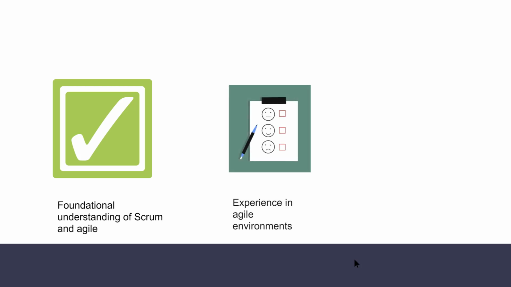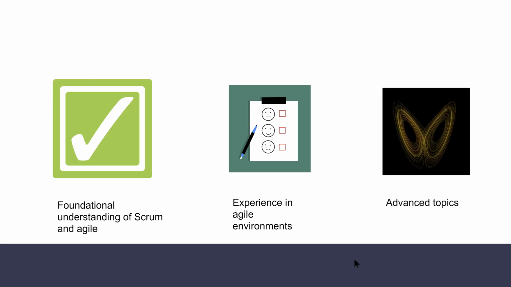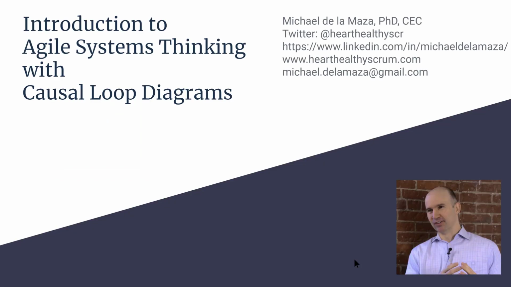You're a person who has a foundational understanding of Scrum and Agile. You have experience in Agile environments as a Scrum Master or an Agile coach or a product owner or manager. And now you're interested in advanced topics. If that describes you, this course is for you. This is Introduction to Agile Systems Thinking with Causal Loop Diagrams.